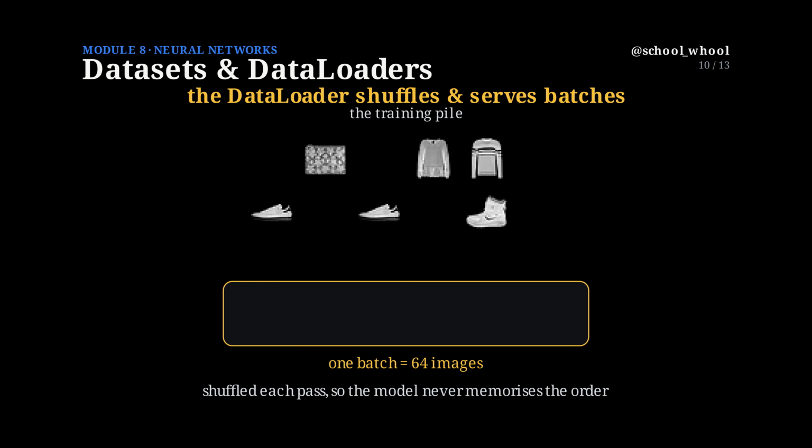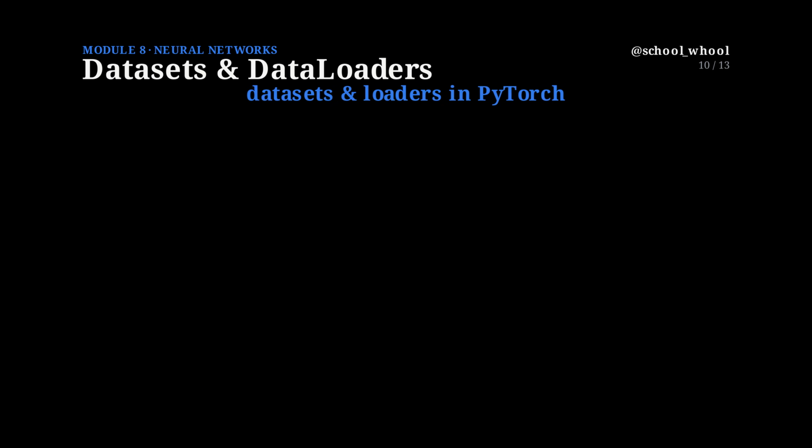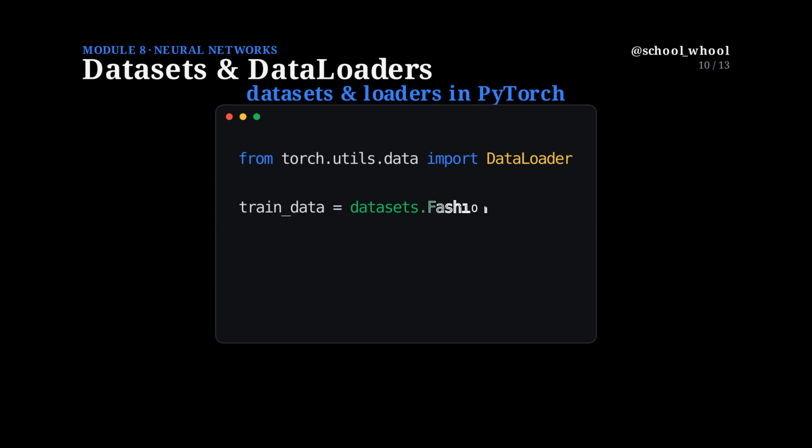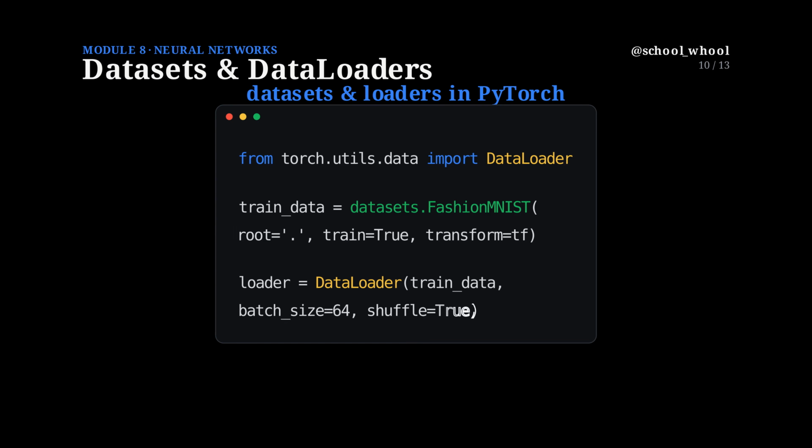In PyTorch, these 3 tools are just a few lines. FashionMNIST is the dataset, and we hand it our transform. Then we wrap it in a DataLoader, asking for a batch size of 64 and shuffling switched on. From here, we can simply loop over the loader, batch by batch.